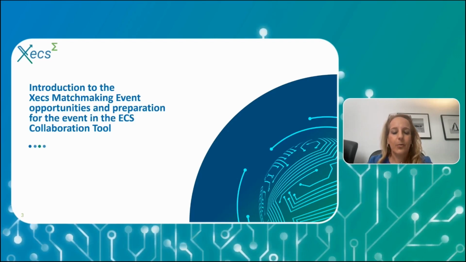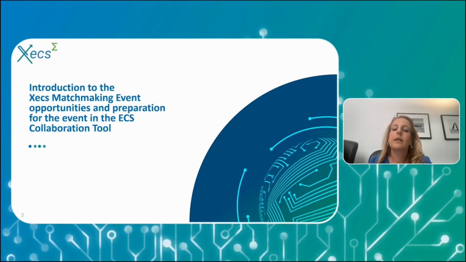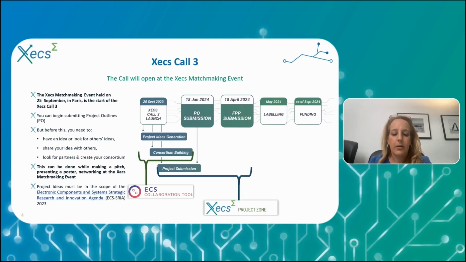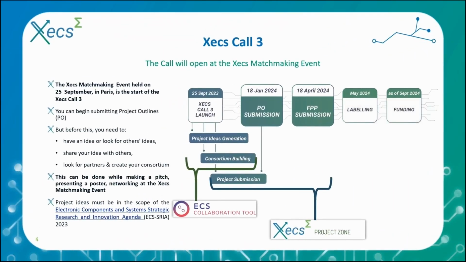So let's make an introduction on the ECS matchmaking event, on the ECS call 3, and why it is so important to get prepared for the event in the ECS collaboration tool. Here you've got a calendar. This calendar is important. It's called the ECS Call 3 calendar. It gives you an idea of the main phases.